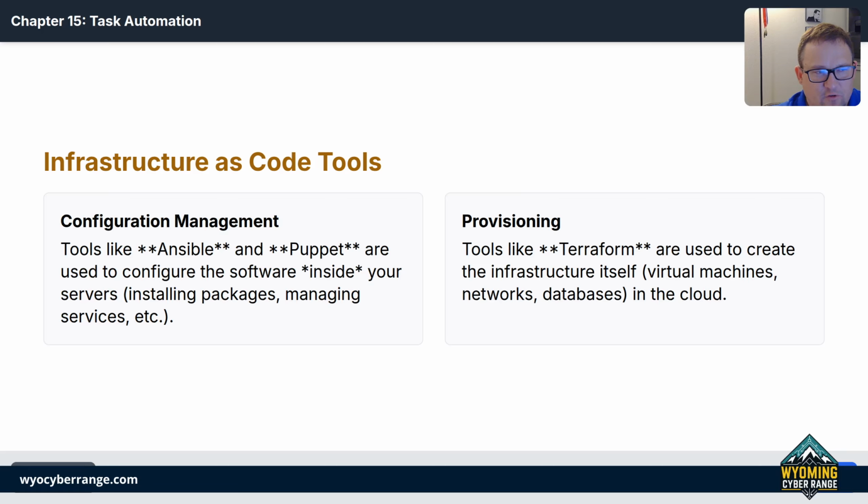Now, we can also use things called provisioning tools. Provisioning tools are more used for hosting companies, tools like Terraform. And this is usually used to create the infrastructure itself. They're the ones who are going to build the virtual machines, set up the networks, provision the database, and all in tools like AWS or Google Cloud or Microsoft Azure. Terraform builds the machines, while the configuration management is going to be with Ansible and Puppet.